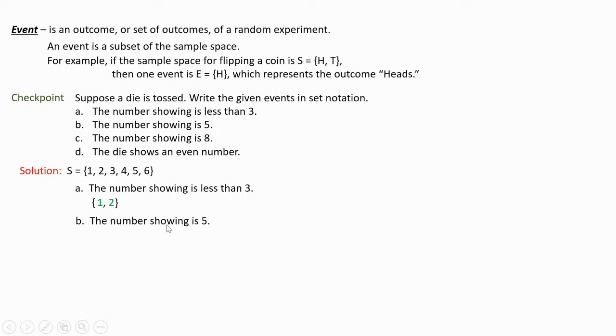Now B, the number showing is a 5. So there's only one way we can get a 5. So that's the answer right there. C, the number showing is an 8. Okay, do we have an 8 here? No. So this is going to be an empty set. That's the notation for an empty set, the set of brackets with nothing in there. D, the number is an even number. Okay, so it can be a 2, a 4, or a 6. So this is my event.